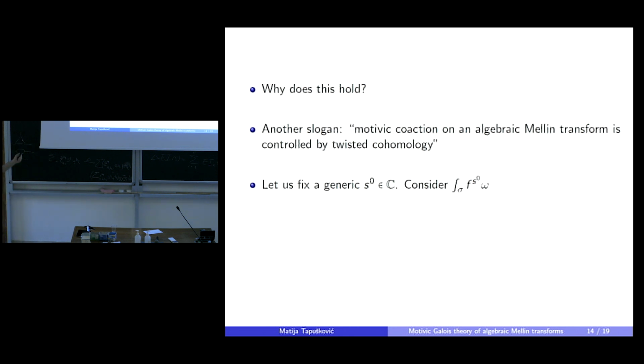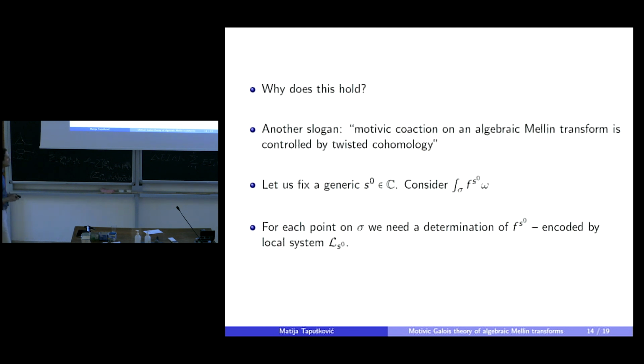Okay, let us fix a generic complex number s0, by generic I mean non-integer, and consider this type of integral, the integral over sigma of omega f to the s0. So I've specified that s from the beginning to be some complex number s0. To make sense of this integral, for each point of sigma, we need a determination of f to the power s0. In mathematics, we just call this information a local system. So this is encoded by a local system, curly L_s0.